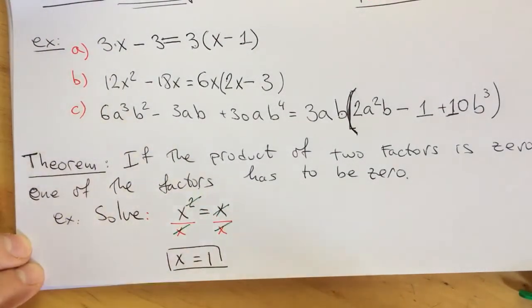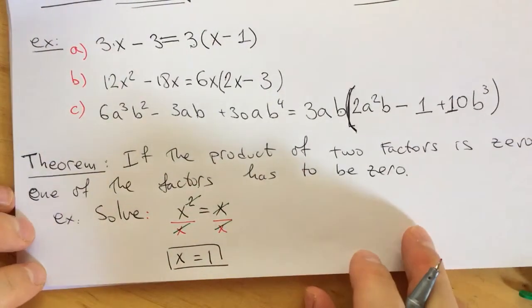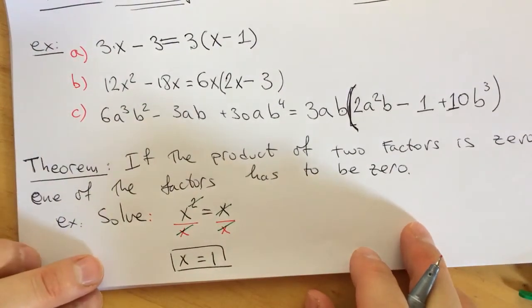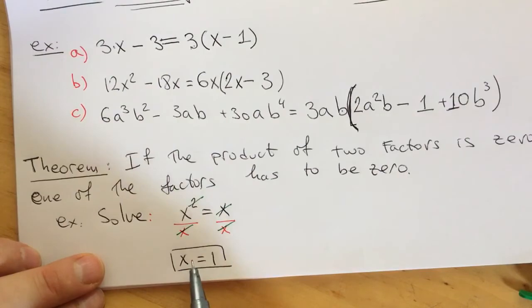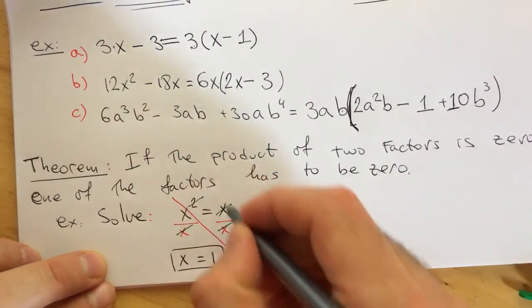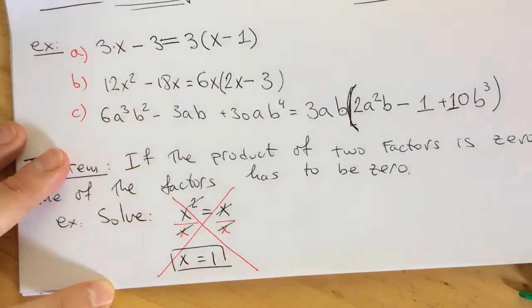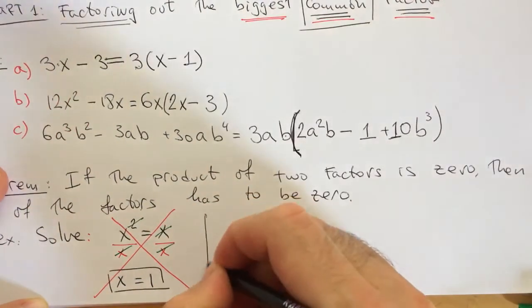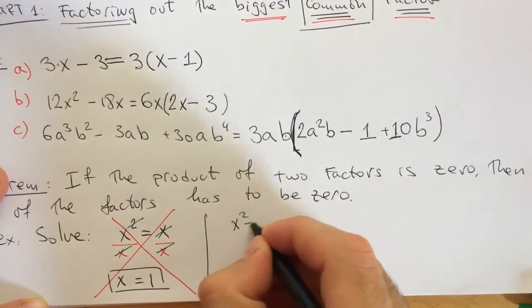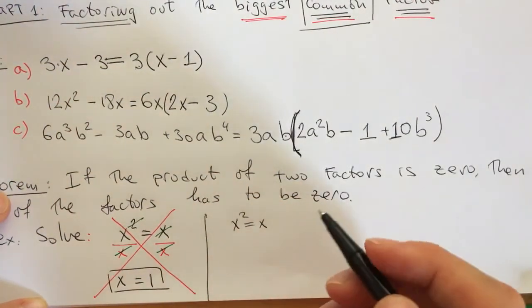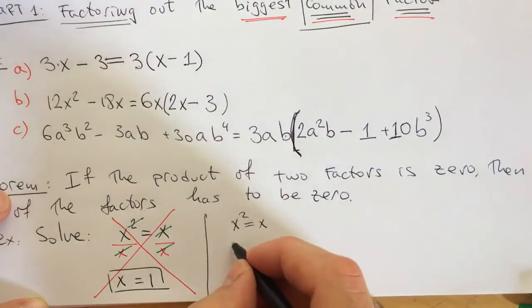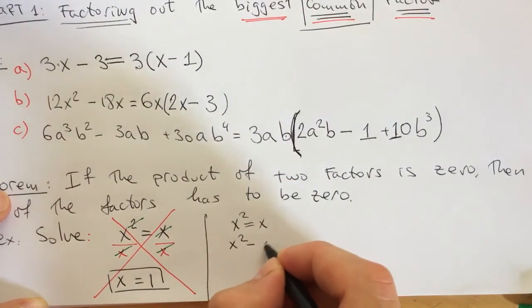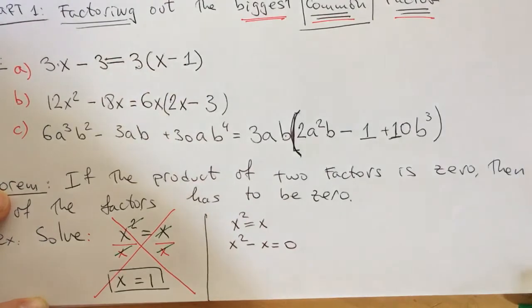Is this a correct answer? No, because you just lost a solution. So never solve equations in this way, okay? Now I will show you the proper way how to solve it. So x squared is equal to x. First bring all the terms on one side of the equation. X squared minus x is equal to 0.